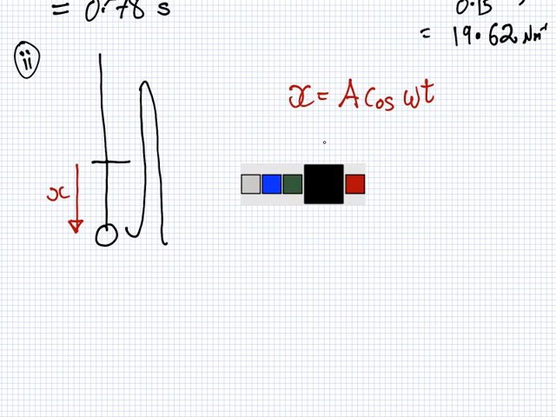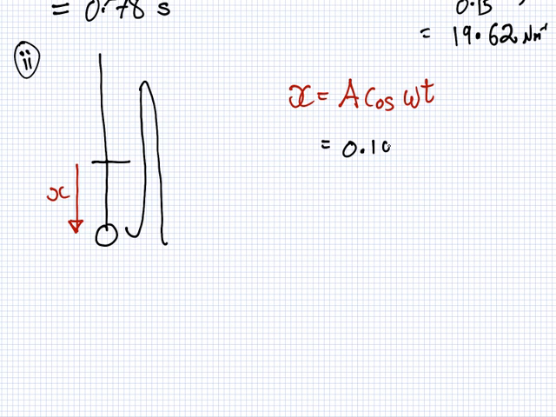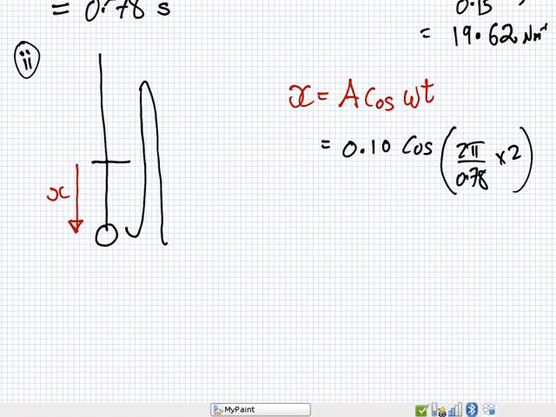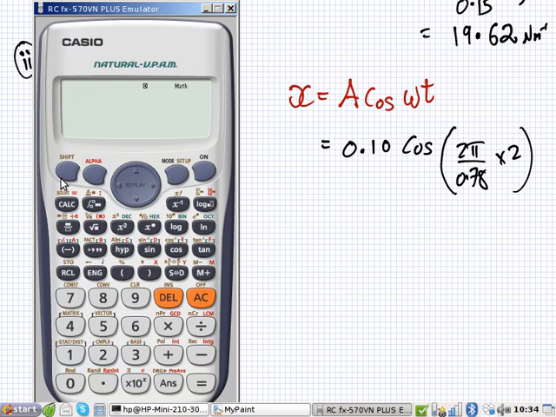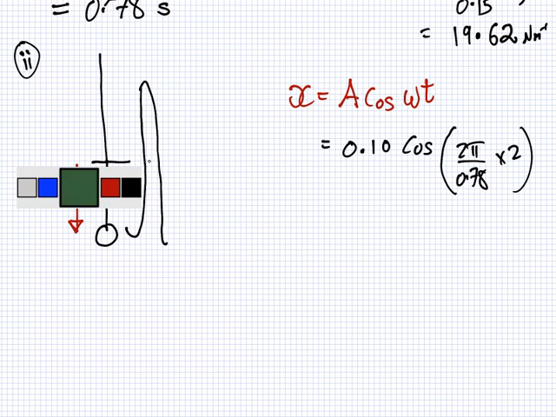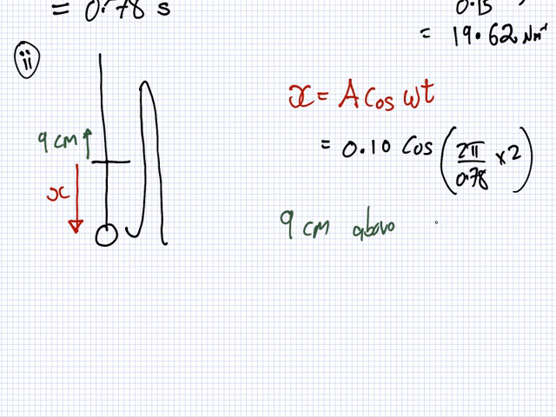So after 2 seconds, it'd be 0.10 cos omega, which is 2 pi over t, times 2 in radian mode. You have to. Minus 9 centimeters. So it's now actually 9 centimeters up from the equilibrium position. So the answer is 9 centimeters above the equilibrium position, because this was at minus that. Next part, Iyad?